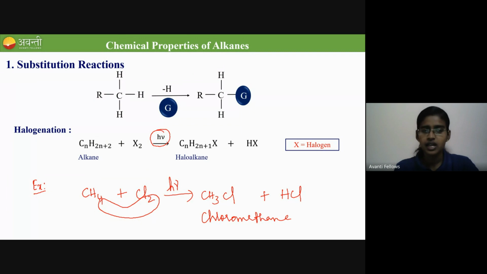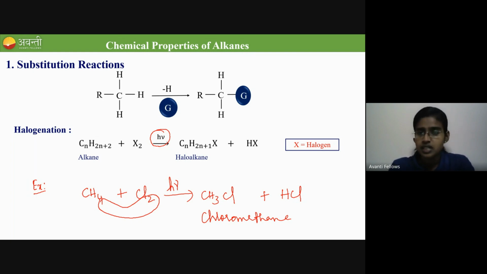Got it? Like this, you can do various reactions. Basically, we are removing the HCl. If a halogen reacts in the presence of hν, HX will be removed to give the haloalkane. So this is the halogenation reaction, which is the first chemical reaction of alkanes.